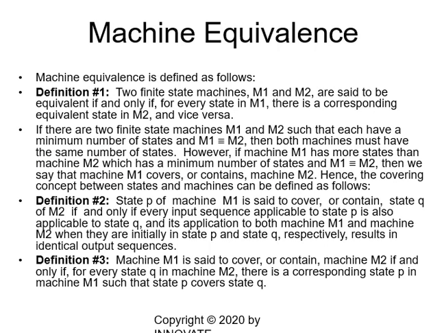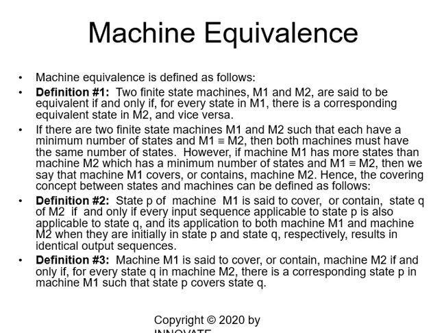Machine equivalence. Machine equivalence is defined as follows. Definition number 1: 2 finite state machines M1 and M2 are said to be equivalent if and only if for every state in M1 there is a corresponding equivalent state in M2 and vice versa. If there are 2 finite state machines, M1 and M2, such that each have a minimum number of states and M1 is equivalent to M2, then both machines must have the same number of states. However, if machine M1 has more states than machine M2, which has a minimum number of states, and M1 is equivalent to M2, then we say that machine M1 covers or contains machine M2.